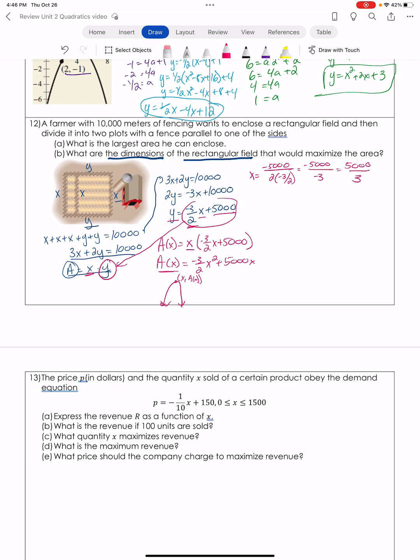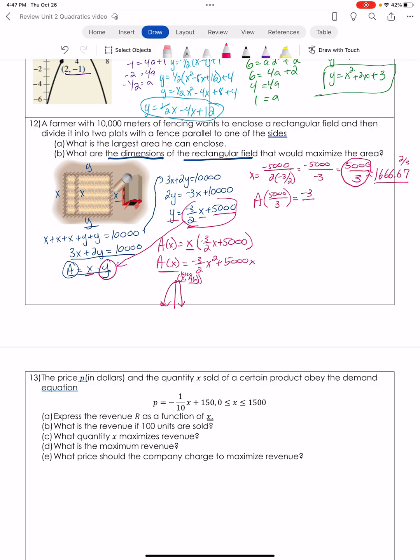which we will worry about in just a little bit. Okay, so that's approximately 1,666.67 or 2/3, doesn't matter. I'm not going to be using that number though. I am going to be using my fraction for substitution because it's more accurate. Now what do I have to substitute? I have to substitute X into the original area equation. So A of 5,000 over 3. So I can find my maximum area because that's the maximum X value. So that's my X value.